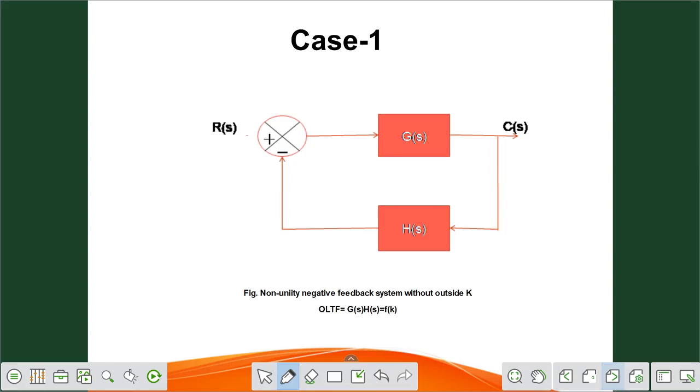If I am talking about case number one, G of S is nothing but the open loop forward path gain. H of S is nothing but the feedback path gain. R of S is nothing but the input. C of S is nothing but the output. And this is the summation point. The input is going from here, and this represents the negative feedback system. This represents the feedback path gain. This is the open loop forward gain. This is nothing but the output of the system.